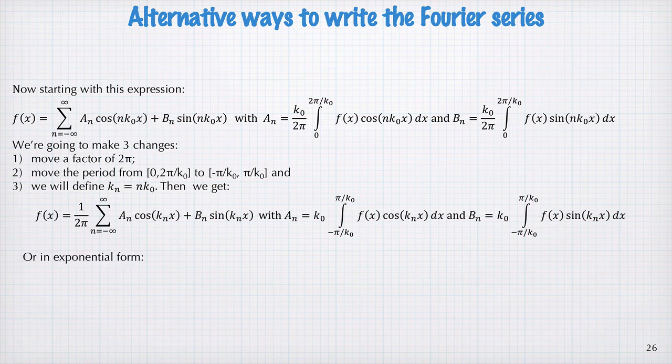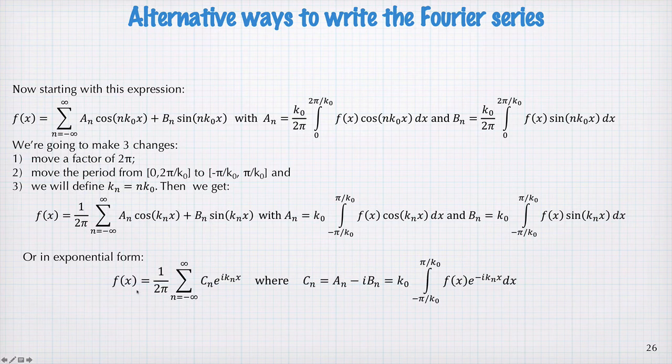Now, we can rewrite this, if we wish, in exponential form. Because we've got a sum here of a cosine and a sine, we can also recognize that something like e to the i k_n x can be expanded as a sine and a cosine. The expression for c_n here, in terms of the a_n and the b_n, will be this. So if we expand this exponential term here, we will get a sine and a cosine. The sine will be imaginary, and so we make sure we have a minus i here to turn the sine function back into a real term. And the c_n's then will be given by this integral here.